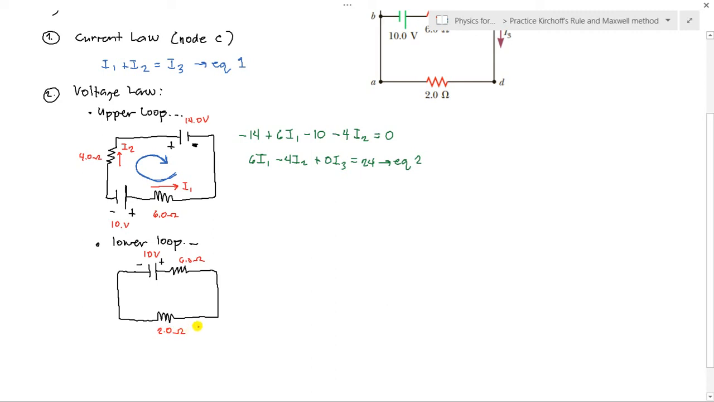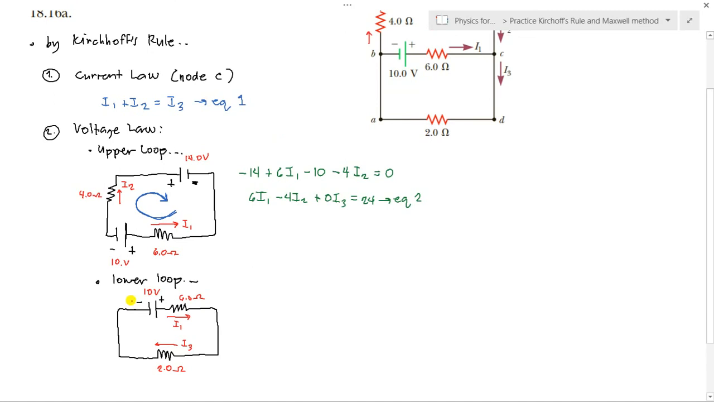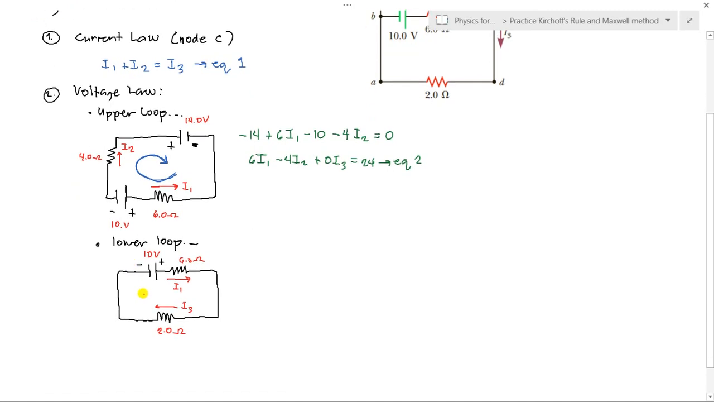So here, let's indicate the direction of the current for each resistor. For the 6 ohm, it goes this way. This is I1. Then next, for the 2 ohm resistor, the current passing through it is I3. So put here, the direction is I3 here. Then what else? What else is there?